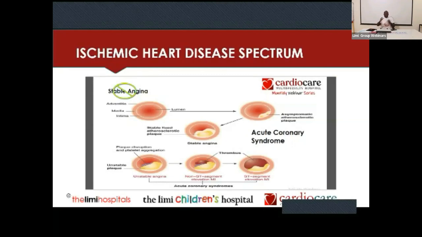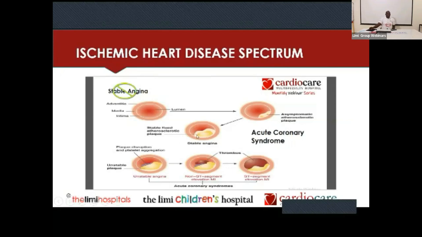Proceeding forward in the spectrum of ischemic heart disease, after stable angina, what the patient progresses to is what we call acute coronary syndrome. Under acute coronary syndrome, we have three entities: unstable angina, the non-ST segment elevated myocardial infarction, and ST elevated myocardial infarction.